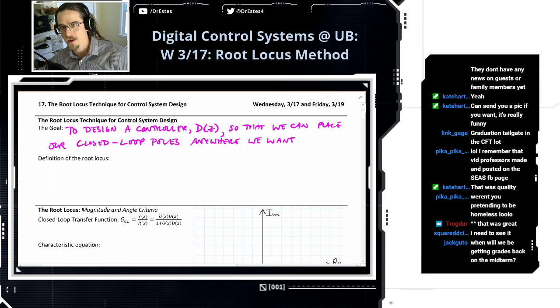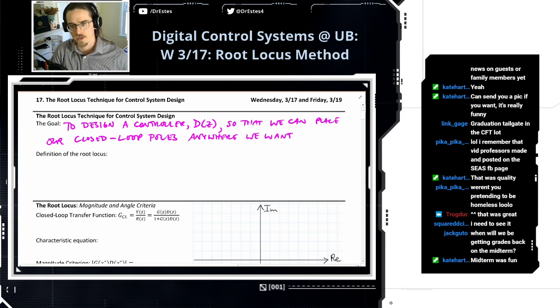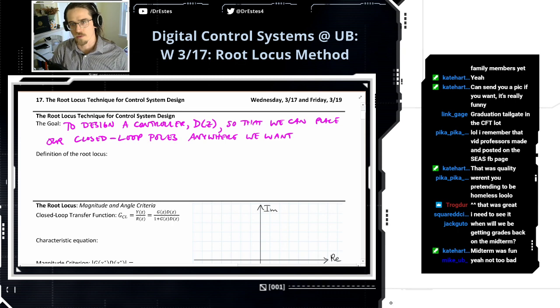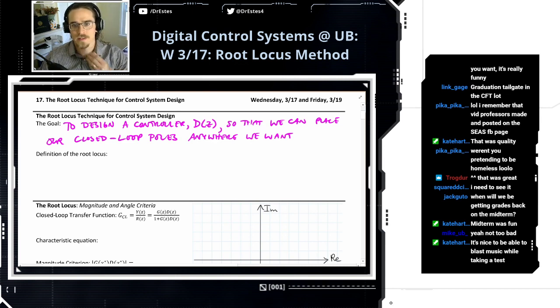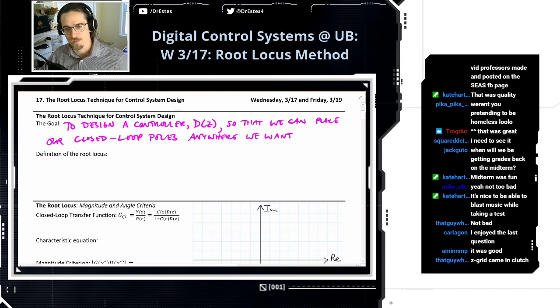When will we be getting grades back on the midterm? Friday of next week. How was the midterm? I assume it was fine. Pretty straightforward. Midterm was fine. Okay, good. Yeah, not too bad. I didn't get too many questions and concerns. It's nice to be able to blast music while taking a test. Yes. I'm gonna miss blasting music in class. Z-Grid came in clutch. Yeah. Okay.